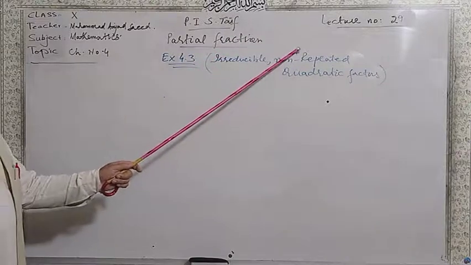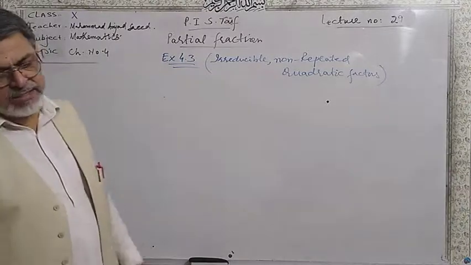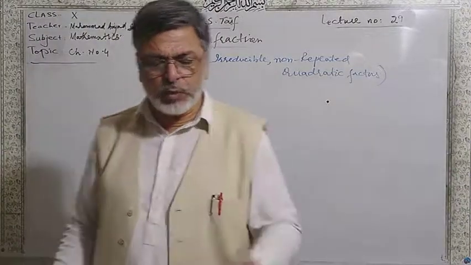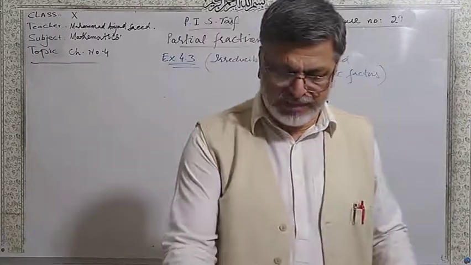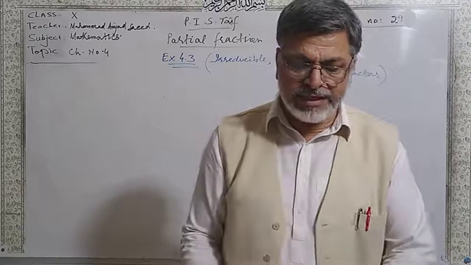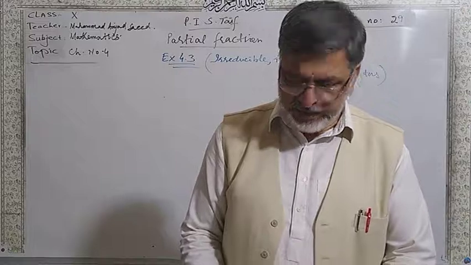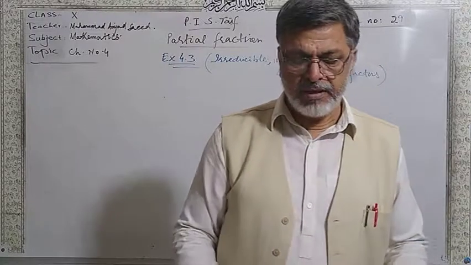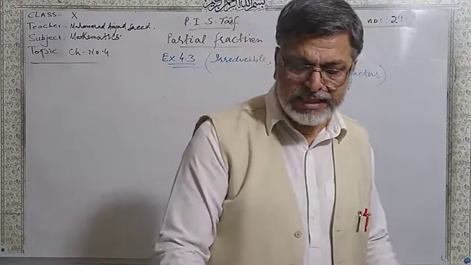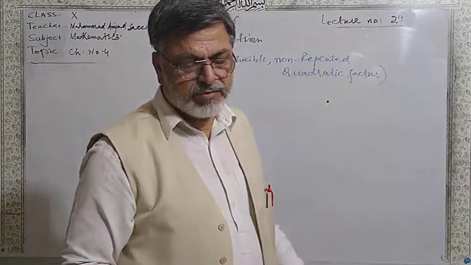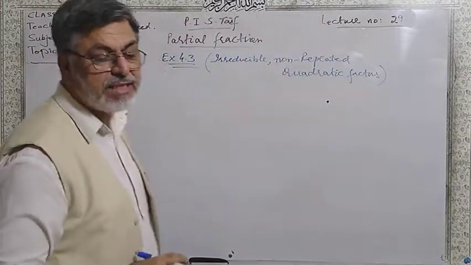Irreducible, non-repeated quadratic factors. In case of quadratic factors, you will have degree 2 in the denominator and it will not be simplified. It cannot be simplified further. That is known as irreducible, non-repeated quadratic factors. For exercise 4.3, you have question number 1, resolve into partial fraction 3x minus 11.